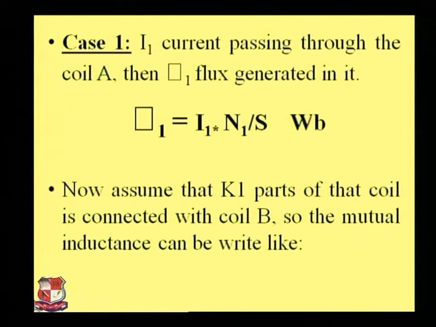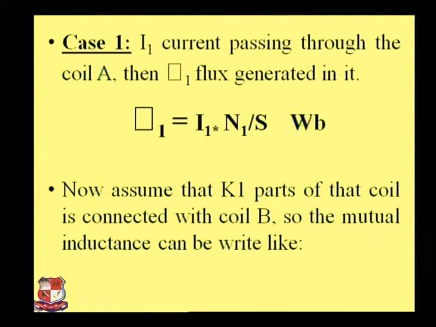The amount of flux generated in the coil depends upon the amount of current passing through that coil. So if the current is increased, then the flux generated in that particular coil also increases, and it is written as phi1 equals I1 N1 by S. Now assume that a K1 part of the flux of coil A is linked with coil B. It means that some portion of the flux of coil A is linked with coil B, and that portion is indicated with K1.